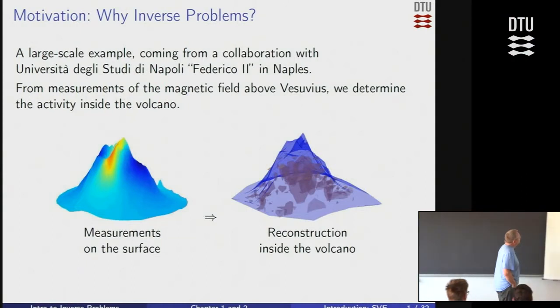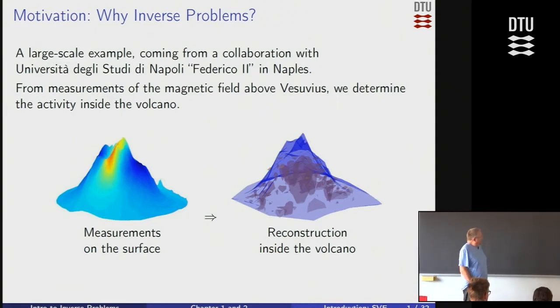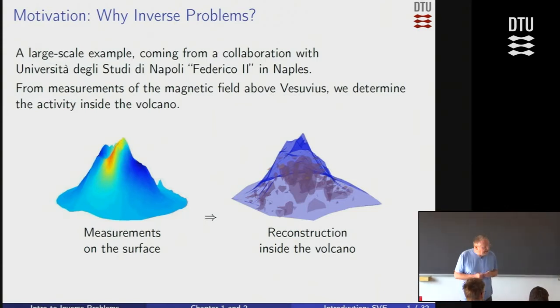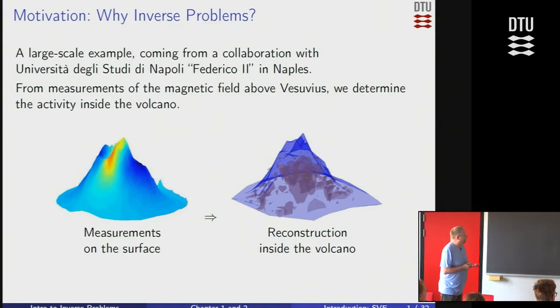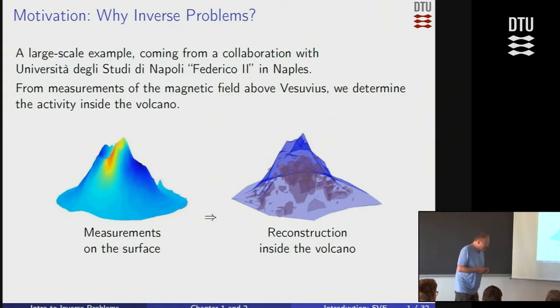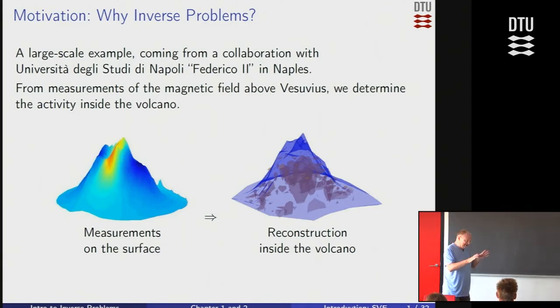Here, the first one is from a collaboration with some geophysicists in Naples. Naples is a big city lying very close to an active volcano. So wouldn't it be nice to monitor what's going on inside that volcano so you can run away if necessary, right? But you can't really dig into the volcano and take a look. So what you can do is some measurements outside the volcano, on the surface of the volcano. And from that you can maybe figure out what's going on in there.